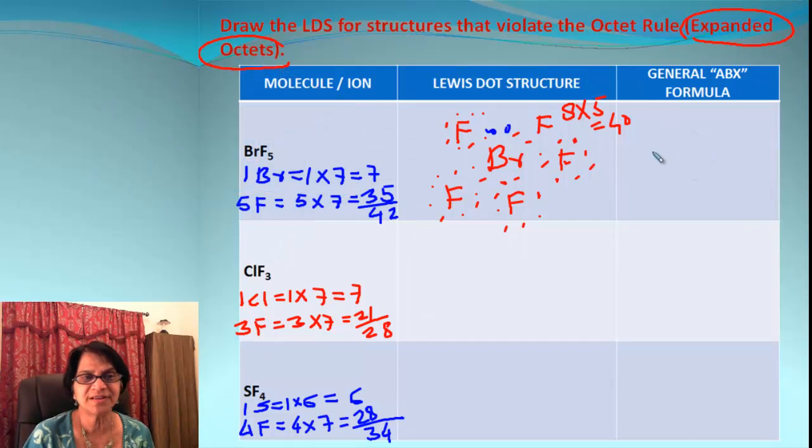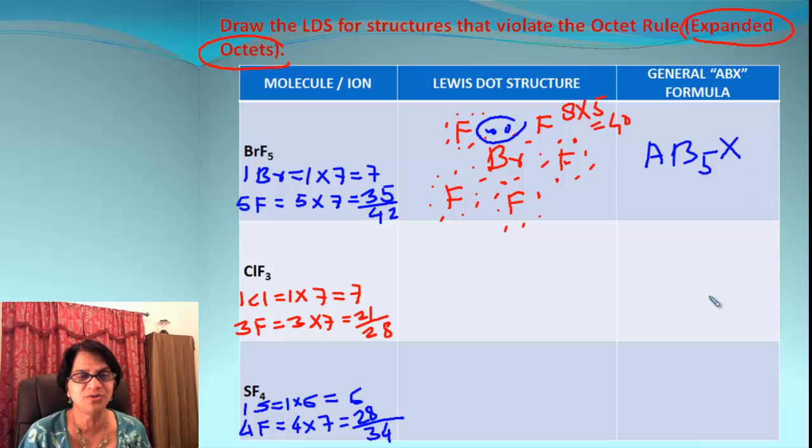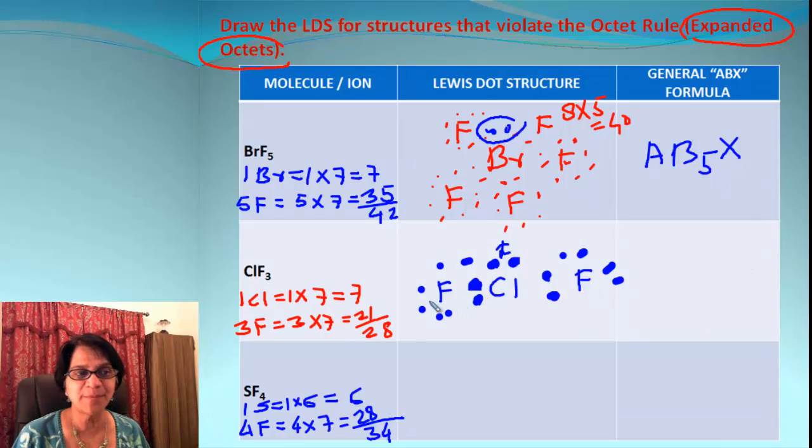So what happens to the ABX formula? A is the number of elements in the middle. We only have 1, so it's A. Elements around it, fluorine, we have 5. And then there is X, and we have 1 pair of electrons that is not shared, so X is equal to 1. In this example over here, we have 28 electrons as valence electrons.